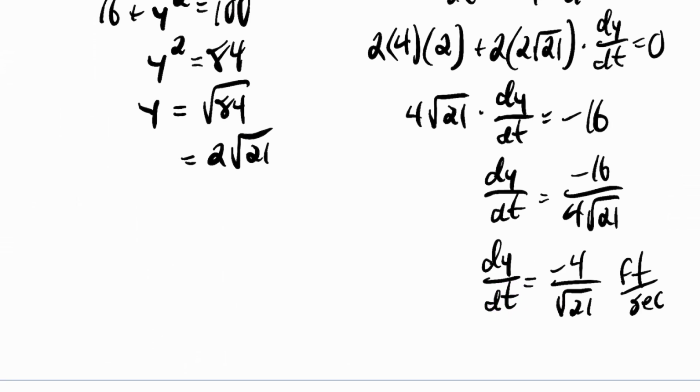Sometimes we'll want a decimal approximation, so let's go ahead and do that for this one. You don't always need that, but let's do it for this one just so we can get a more tangible number, because if you look at this, you might be unclear. Yeah, but how much is that? Is that a lot? So this is about negative 0.87 feet per second.